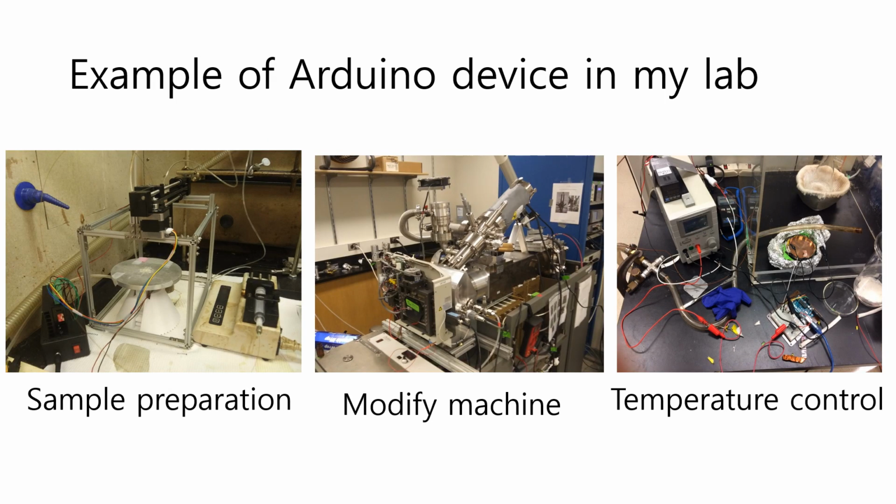I'm in an analytical biochemistry lab, and we have great examples of Arduino devices for experiments. The device at the left performs chemical treatment of samples for mass spectrometry analysis. Also, Arduino is used to add certain functions of our mass spectrometry device shown in the middle. The Arduino device at the right maintains temperature of samples during an experiment. Each device saves lots of money and time and enables new type of experiment.